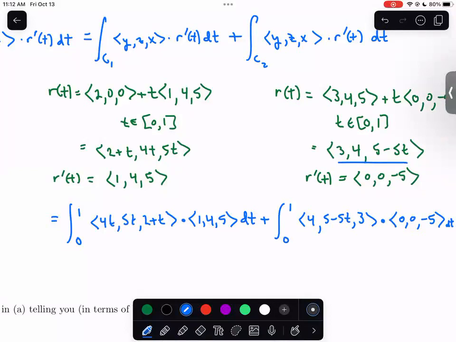Again, the most difficult part, I think, is done. Now you can certainly take the dot product and evaluate out these line integrals, and that shouldn't be so bad.